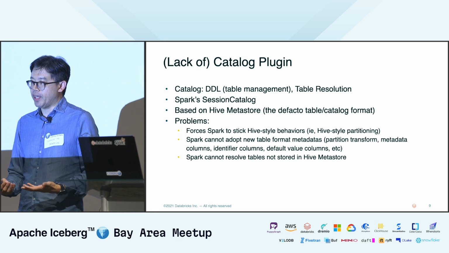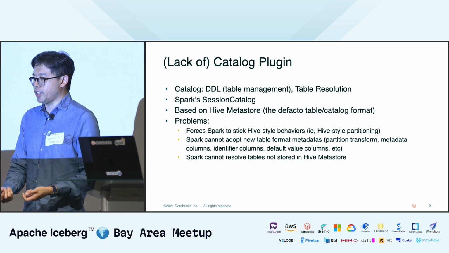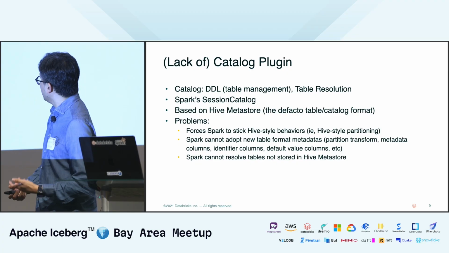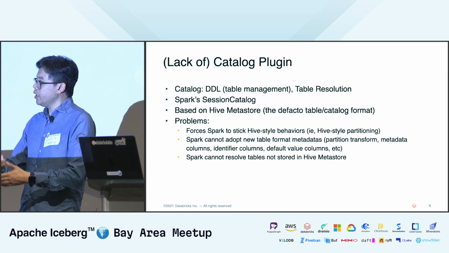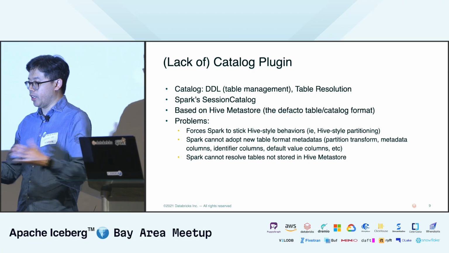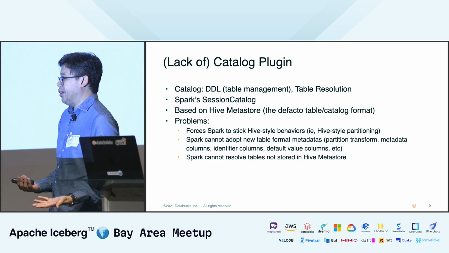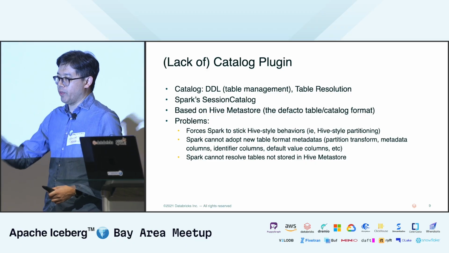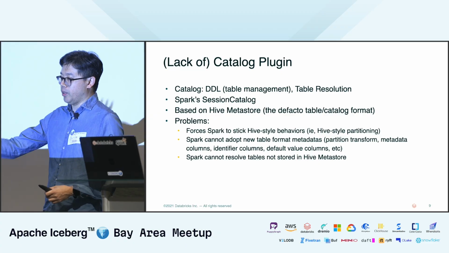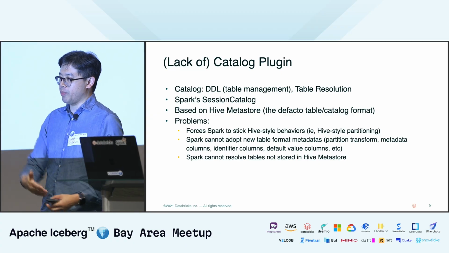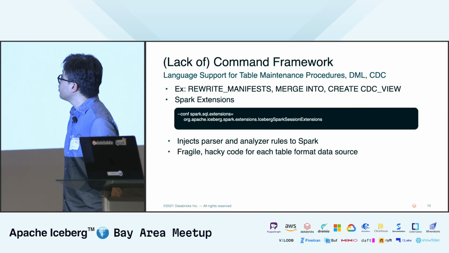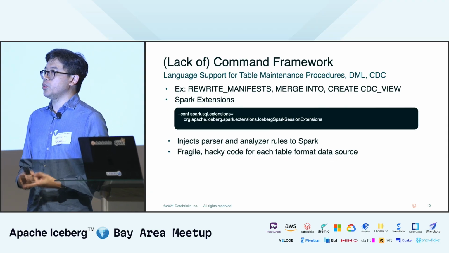A lot of new table formats are introducing new metadata to a table, right? Like different column metadata, partition transforms. By having a stuck catalog, Spark cannot adopt any of that. And then it has to be in the Hive Metastore. Iceberg now has many catalogs, right? REST catalog is the new one. And so Spark not being able to plug that in, it just doesn't work. It can't resolve anything not in Hive. So that's one big problem that DSV2 tried to solve.